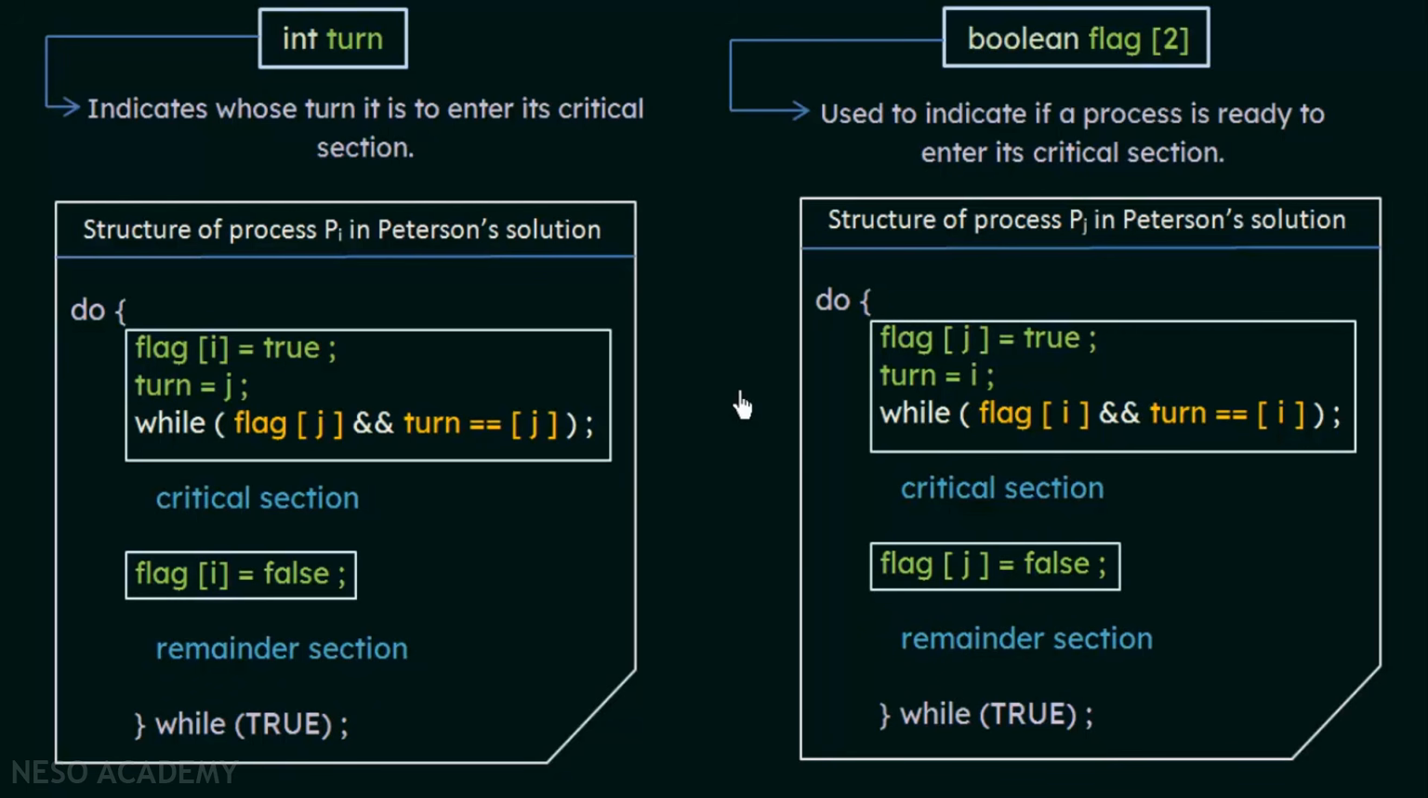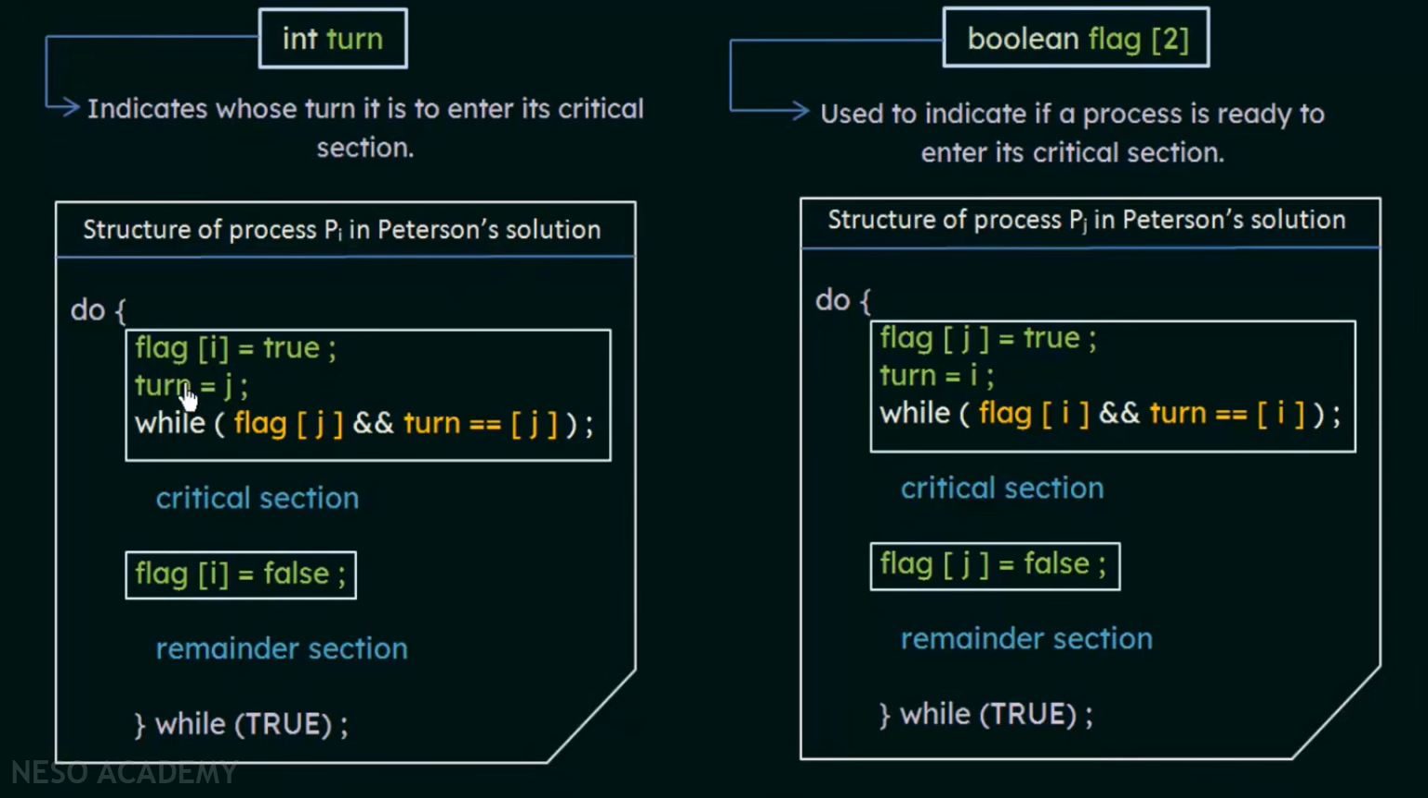Alright, now to understand it further, let's take a live example. Let's say that both processes Pi and Pj want to enter the critical section at the same time. Now should that be allowed? That should not be allowed. The critical section problem tells us that no two processes should be allowed to enter their critical section at the same time. So only one of them should be allowed to enter. So let's say processes Pi and Pj are both trying to enter the critical section. What will happen?